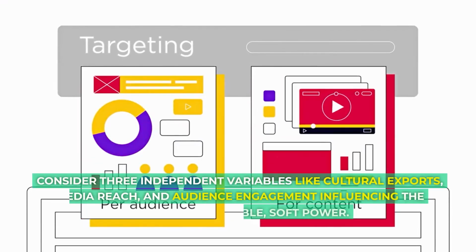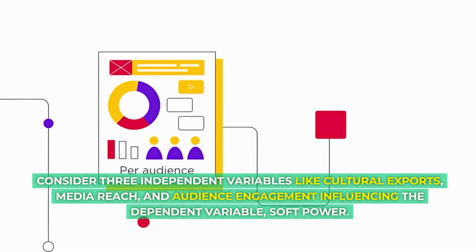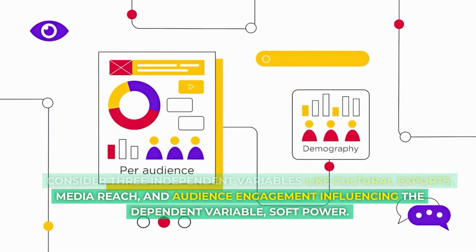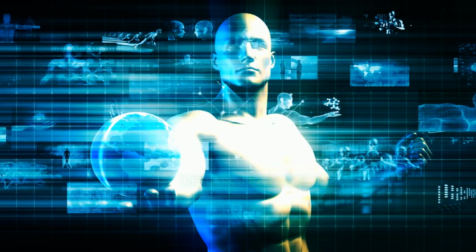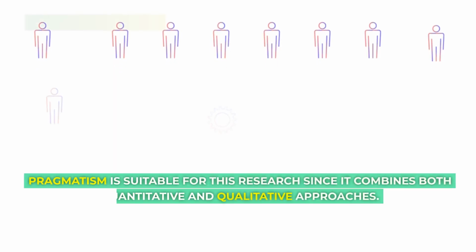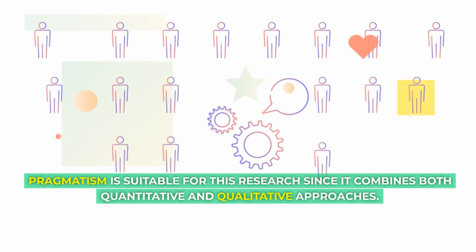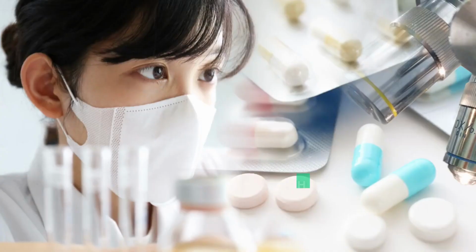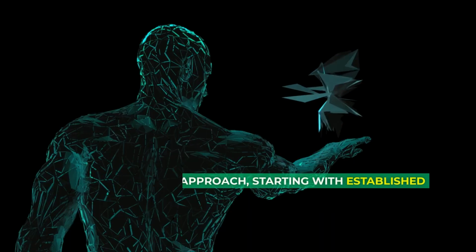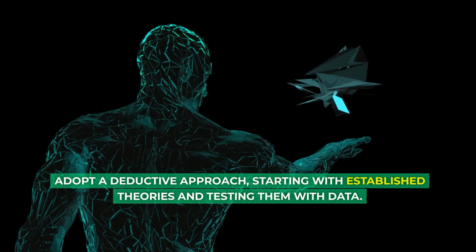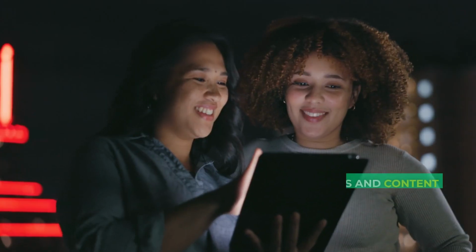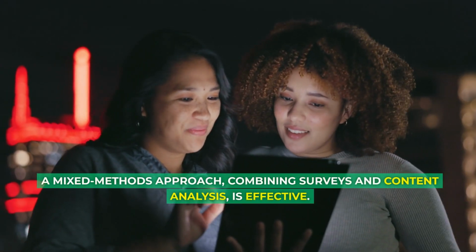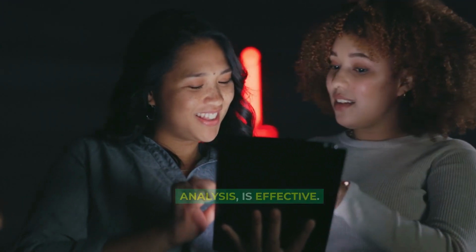Conceptual framework. Consider three independent variables like cultural exports, media reach, and audience engagement influencing the dependent variable, soft power. Research philosophy. Pragmatism is suitable for this research since it combines both quantitative and qualitative approaches. Research approach. Adopt a deductive approach, starting with established theories and testing them with data. Research strategy. A mixed methods approach, combining surveys and content analysis, is effective.